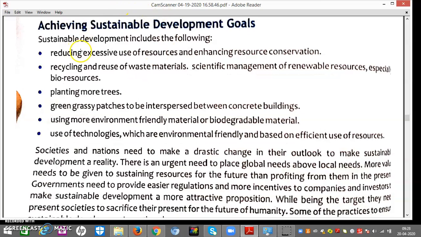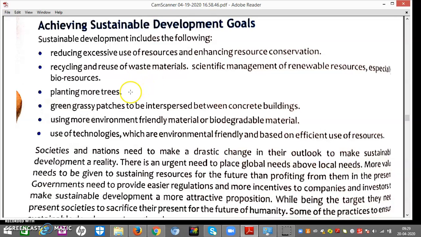First one is reducing excessive use of resources and enhancing resource conservation. Means we limit our usage of resources and enhance our conservation of resources. Recycling and use of waste materials. This is very important. Now, there are 3 R's: reduce, recycle and reuse. So we must use them. It means recycle and reuse, scientific management of renewable resources, especially bioresources.